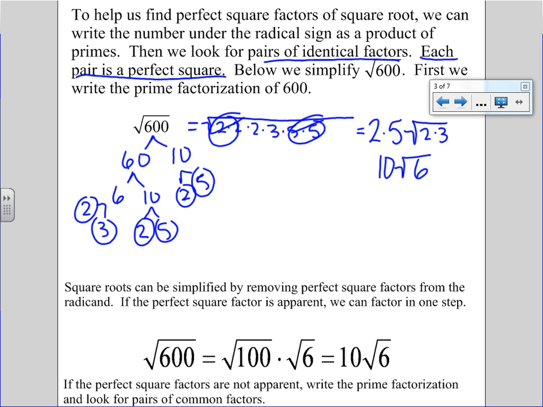Square roots can be simplified by removing perfect square factors from the radicand. If the perfect square factor is apparent, we can factor in one step. So they said that they saw that 600 split into 100 times 6. What I have found is generally middle school students do not see that very quickly. So I just show you to do it this way because this is foolproof. You won't mess up if you do the prime factorization correctly, and you don't have to worry about finding that perfect square to multiply by, okay? If the perfect square factors are not apparent, we write the prime factorization and look for pairs of common factors.